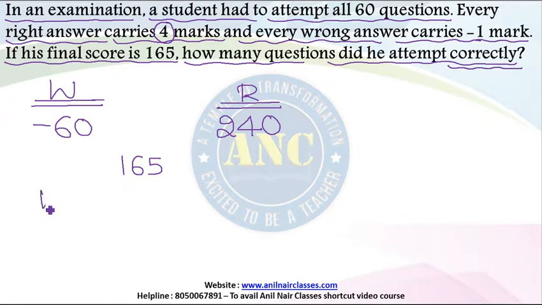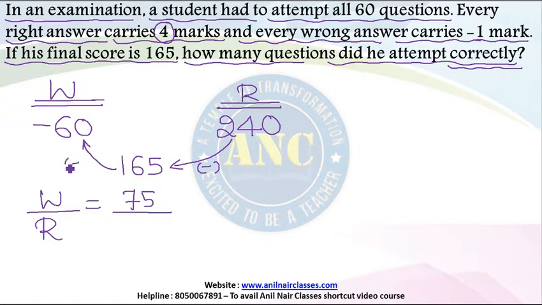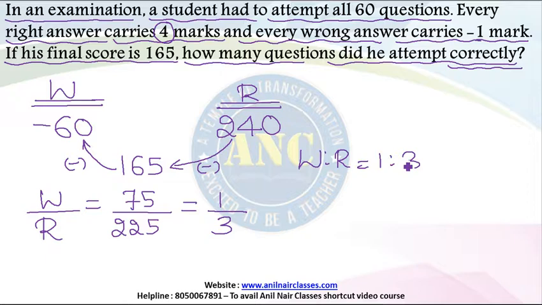Now see here, wrong by right I will get if I allocate 240 minus 165, which is 75, divided by 165 minus of minus 60, 165 plus 60, 225. 75 into 1, 75 into 3. Wrong by right ratio is 1:3. According to the ratio, 1 wrong question and 3 right questions, totally 4 questions. But the question says there are a total of 60 questions.